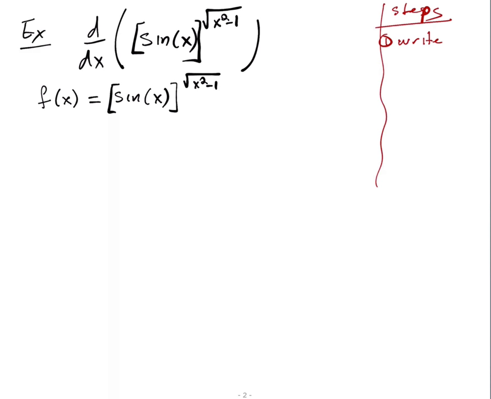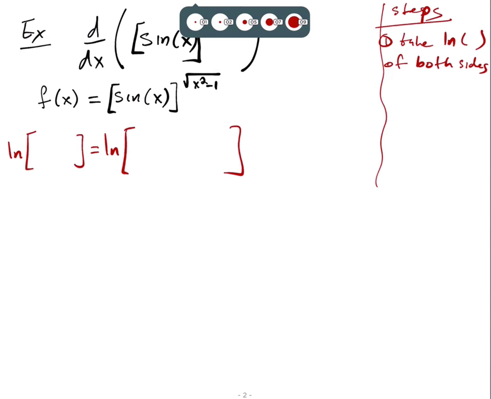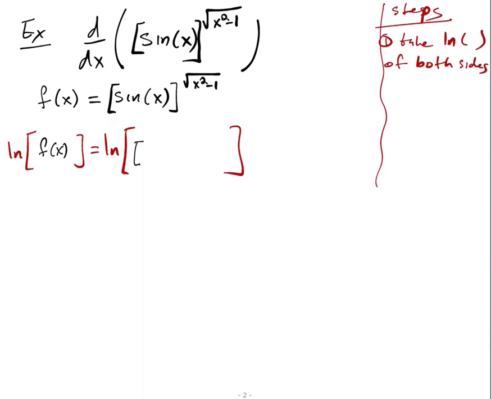Okay, so that's not actually a step, but we want to make sure that we have it written like that. Otherwise it'll confuse us probably. Okay, so the first thing you want to do is take the ln of both sides. So I'm going to get the ln of the left side and the ln of the right side. So far, let's see here, sine of x.